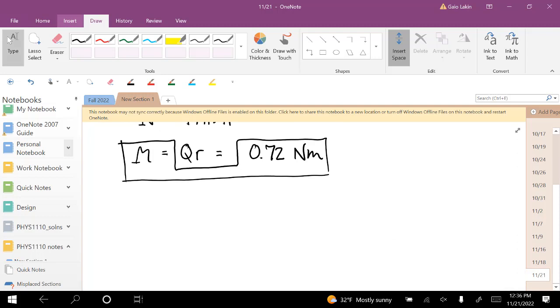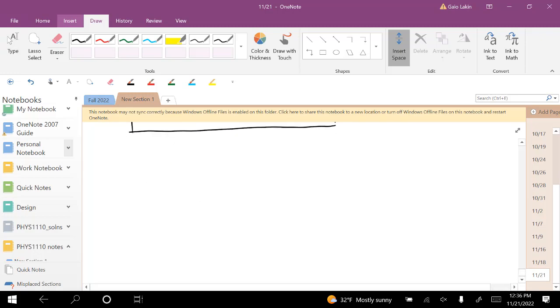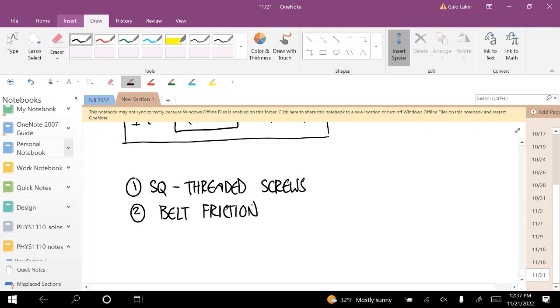Okay, so that's it for square threaded screws. And now we're going into belt friction and bearings.